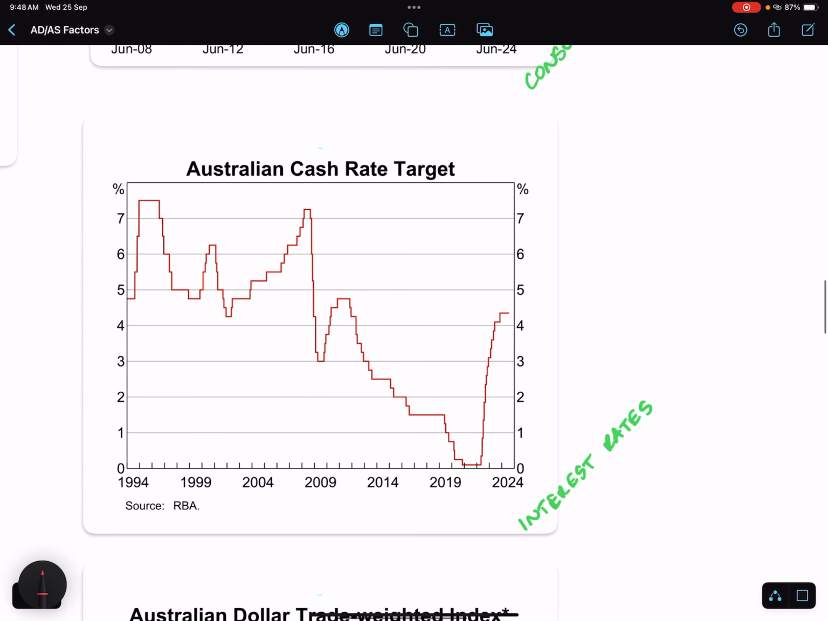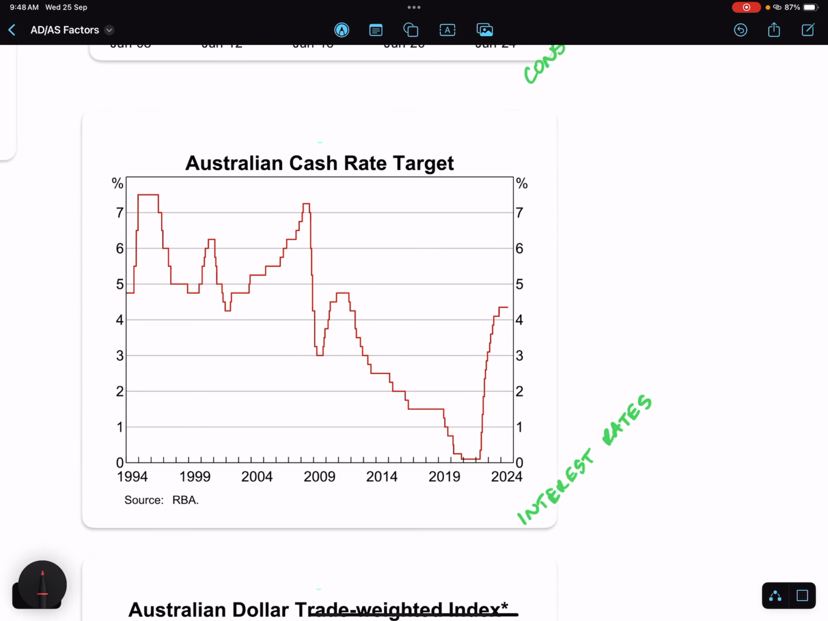The next one I'd like to look at is no surprise. It's the Australian cash rate, which we know obviously influences commercial interest rates. And so we know for a fact that obviously interest rates have skyrocketed over the past 12 to 18 months. And currently the cash rate is sitting at 4.35%.